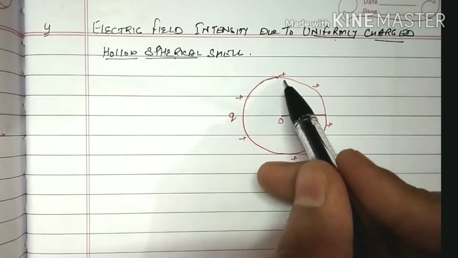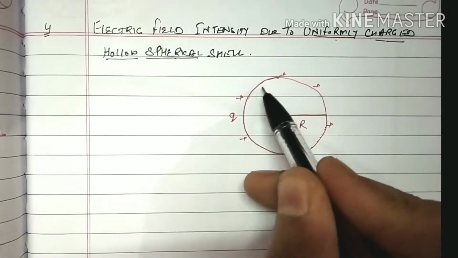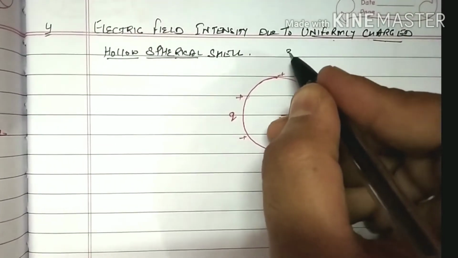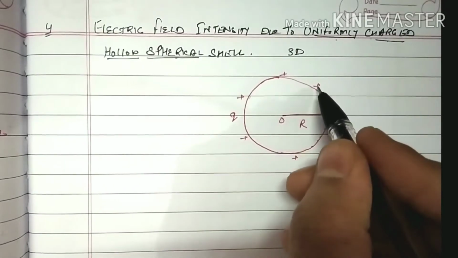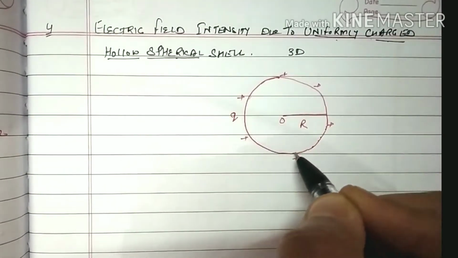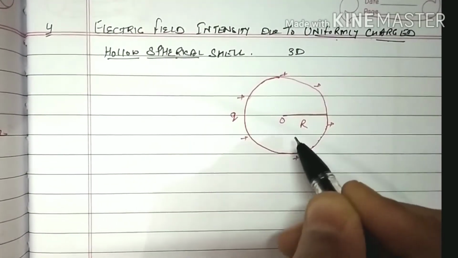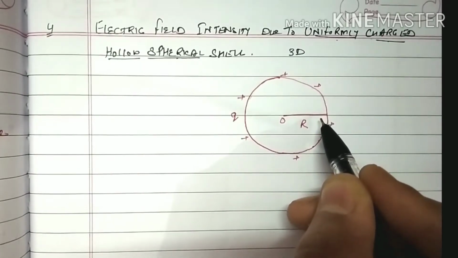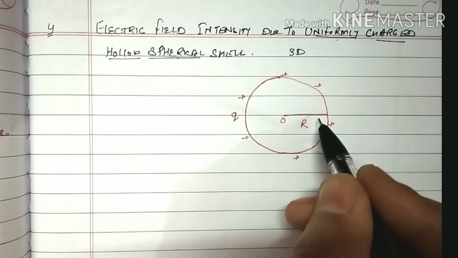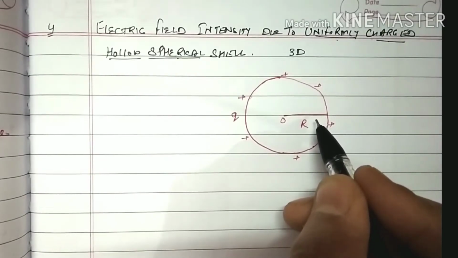So consider here we have a sphere. This is not a circle, this is a sphere, 3D, over which plus q charge is uniformly distributed over this surface having radius R. Now in this application we have to take three cases where we have to find out the electric field intensity.